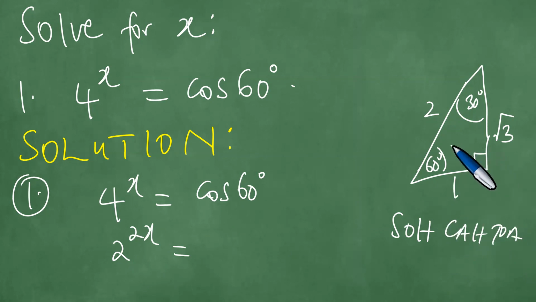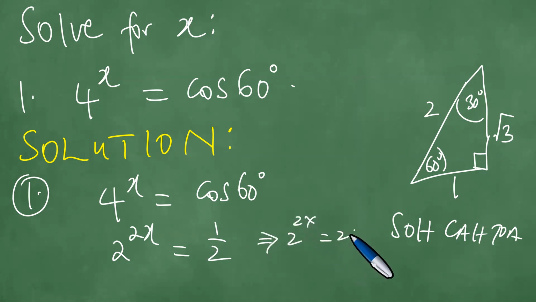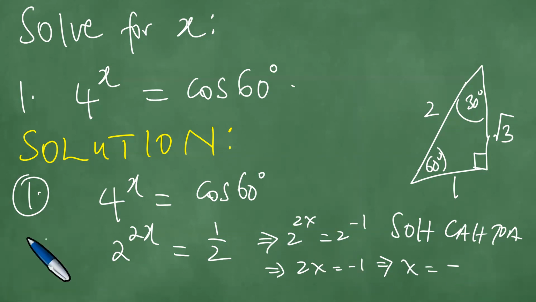The cosine is adjacent over hypotenuse. So adjacent to 60 over hypotenuse, which is 1/2. And so this is 2 to the power 2x, and the half is 2 to the power minus 1, which means 2x is minus 1. And if 2x is minus 1, it means x is minus 1/2.